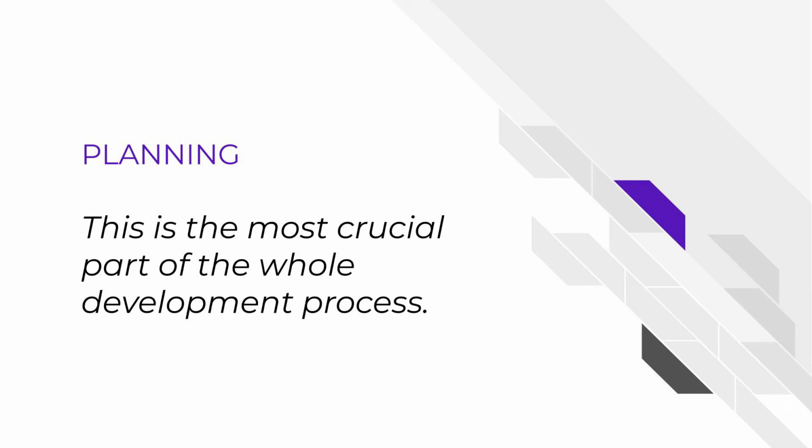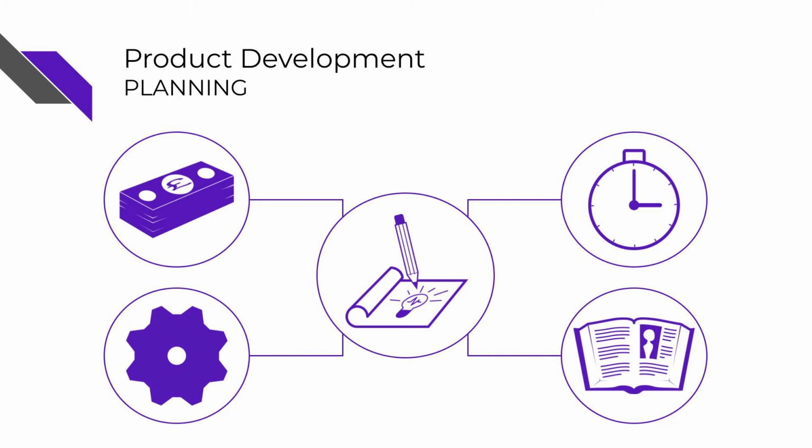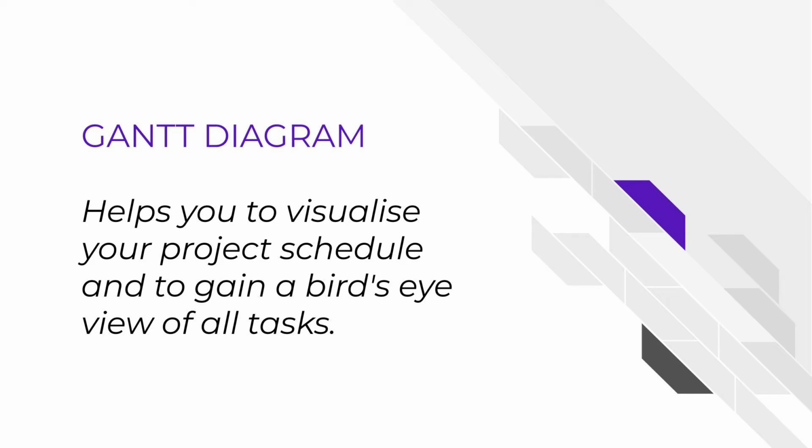Planning is probably the most crucial part of the whole process of development, because this will determine how much of your resources you will be using up in the rest of the development process. Most importantly, time. One if not the best tool for planning is a Gantt diagram, because it helps you to visualize your whole project in one place, helps you to assign people to different tasks, set deadlines, create to-do lists, and lay out your whole project on a timeline.